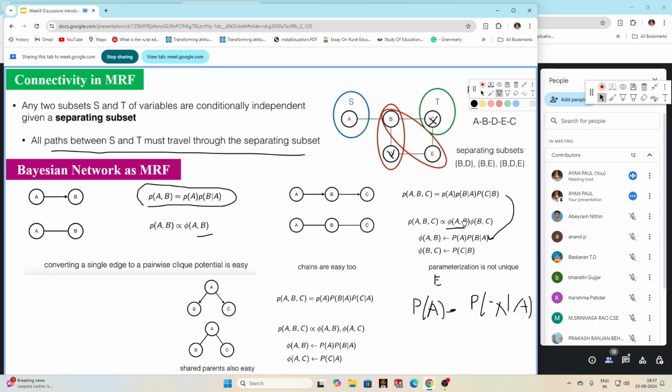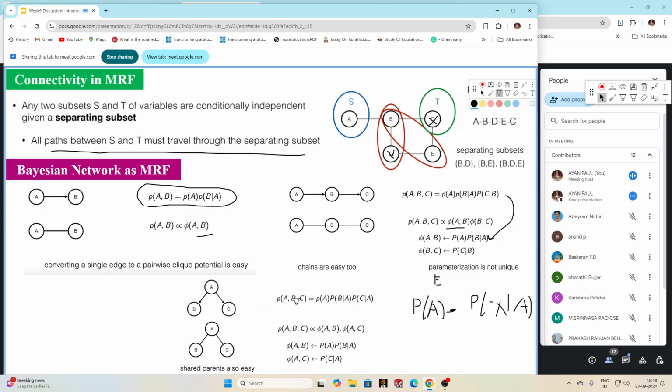So cliques we have written like this, but if we want to show it like a probability, that will be equal to probability of A into probability of B given A, and BC will be equal to probability of C given B. So it is just an analogy. Okay. Now about the third case, that is A is a parent of both B and C.